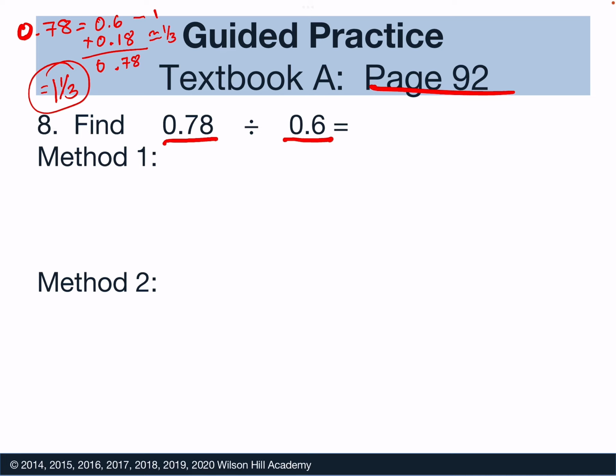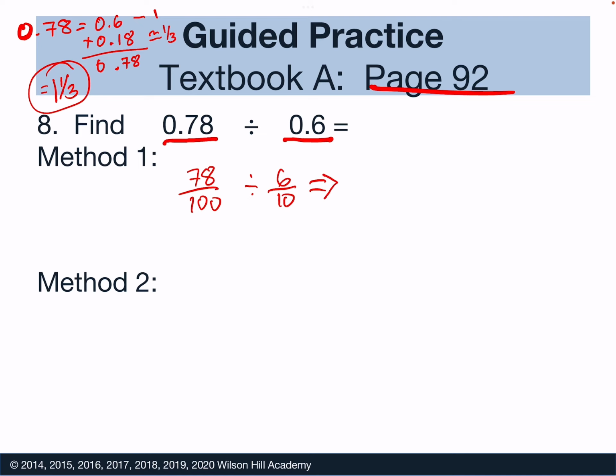Go ahead and work the problem and see if you can find an answer that's reasonable. All right. Hope you've worked that problem. If you haven't, please pause and go ahead and do so. But here's method 1. And method 1 is to use fractions. 78/100ths looks like that, divided by 6/10.